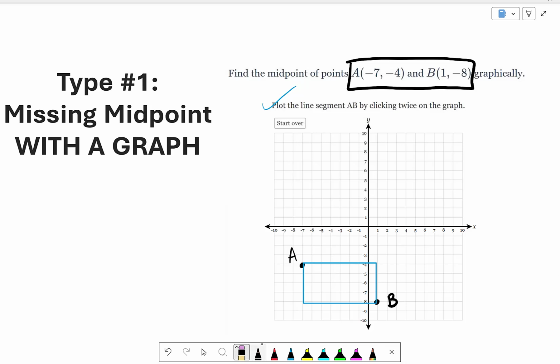Make it, qué feo. So to find the middle, we have to cut both sides of the rectangle.